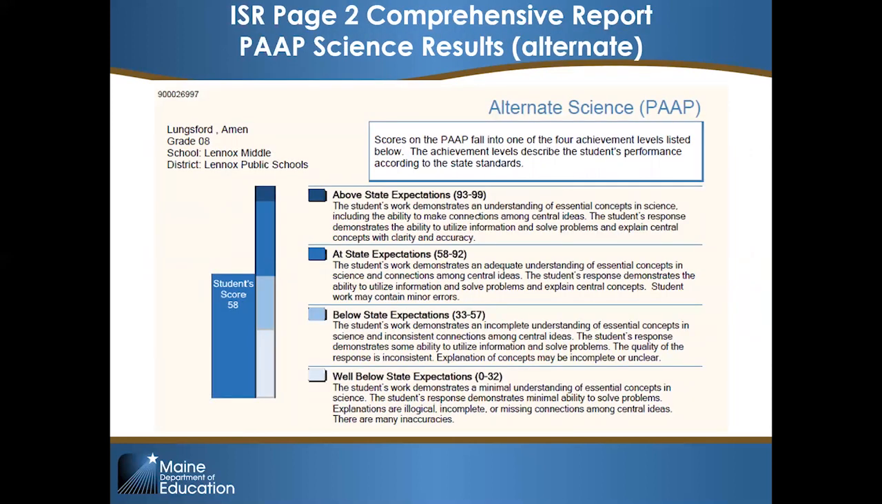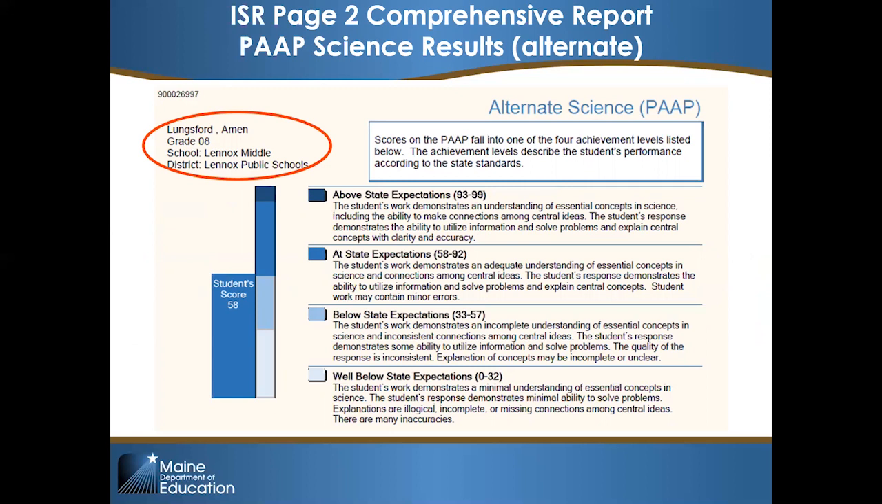Page 2 is the MEA Alternate Science. This page will be blank if a student is in a grade other than 5th, 8th, or 3rd year high school. This is the top of page 2 of the student report for 8th grade student Amen Lunsford at Lenox Elementary in the Lenox Public School District.